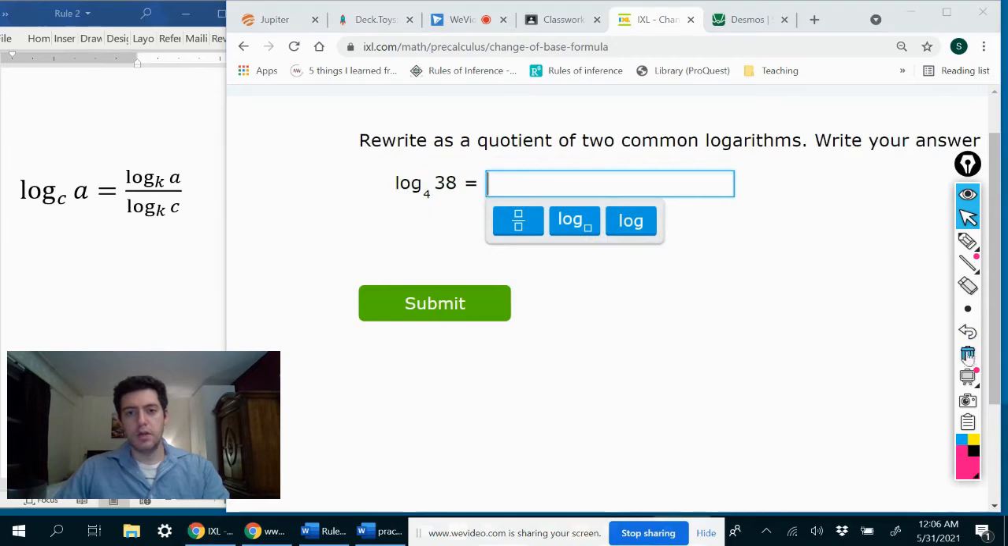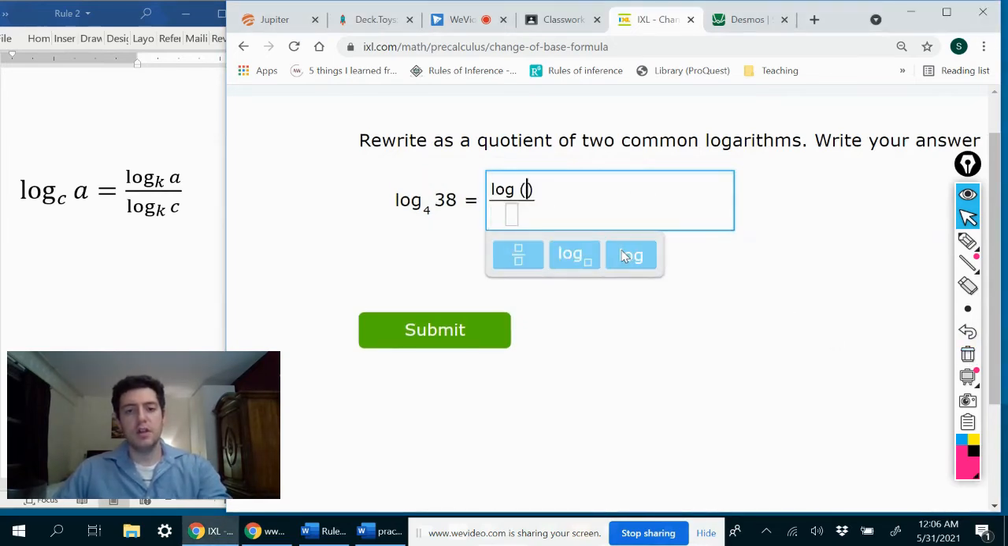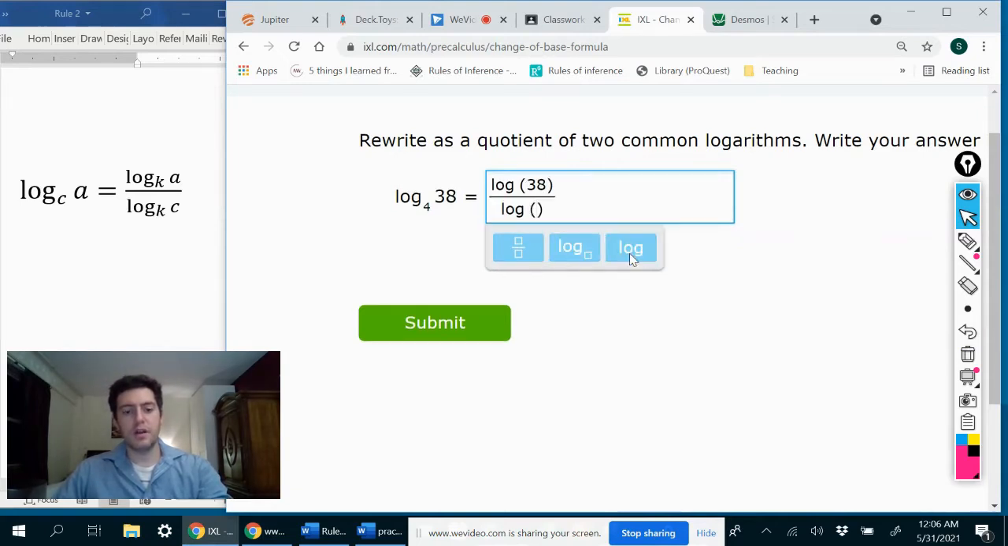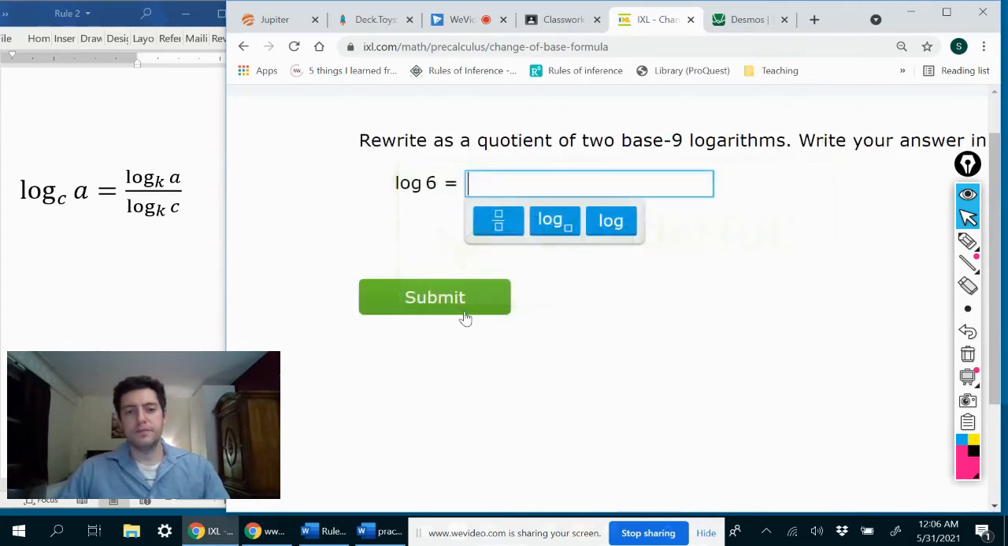Okay. Two common logarithms, we're just going to use this one. So hit the fraction thing first. Log of 38 over the log of 4.